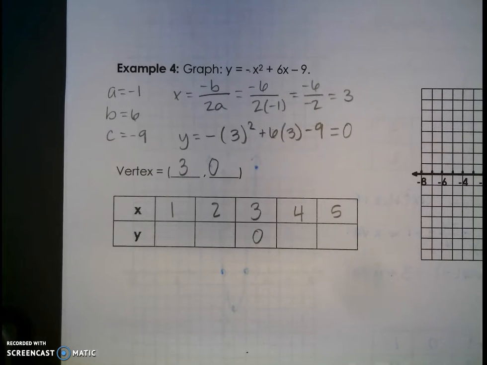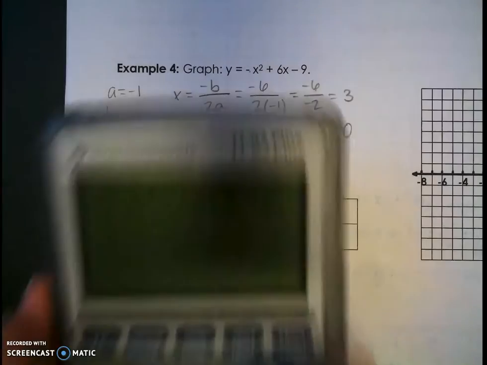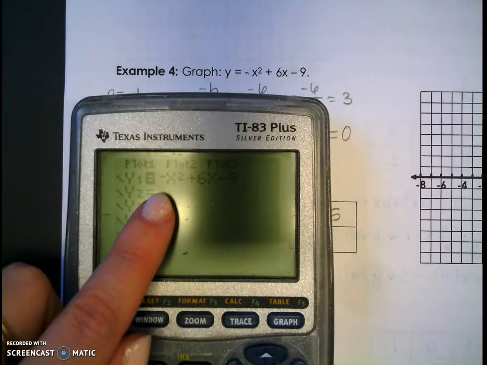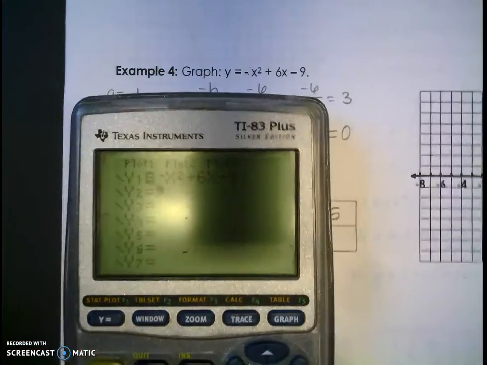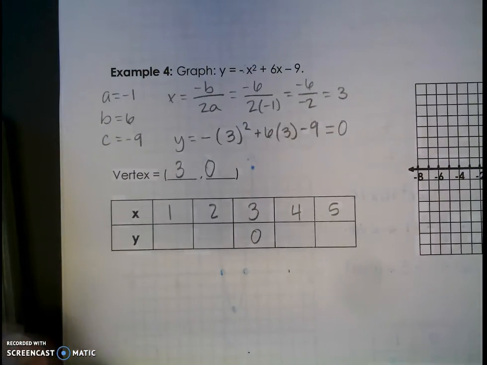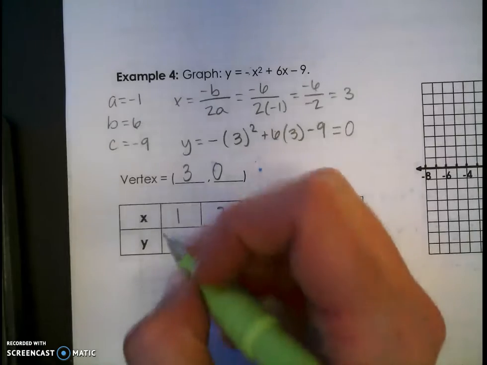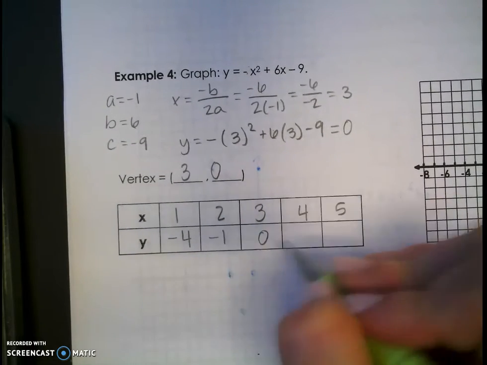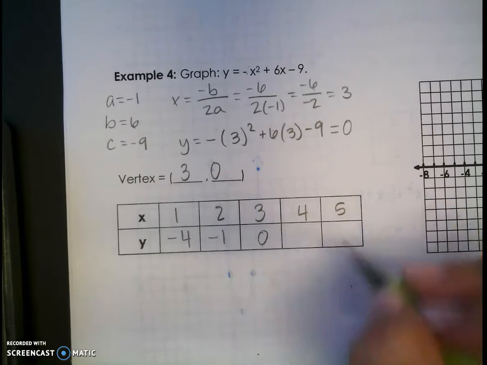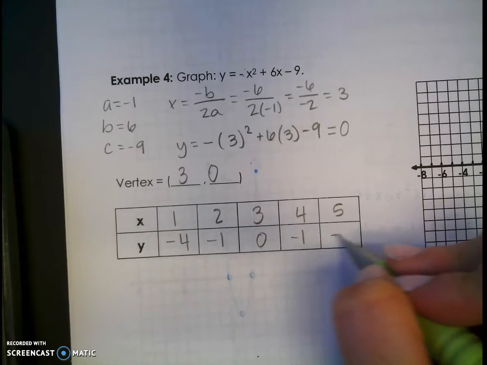Again, I like to use my table feature to get the other values. Just make sure when you're doing that you put that negative in front of the x squared, like it has right there. Or else it's not going to give you the right things. So in my table, when x is 1, y is negative 4. When x is 2, y is negative 1. 3, 0. I already have 4, negative 1, and 5, negative 4.